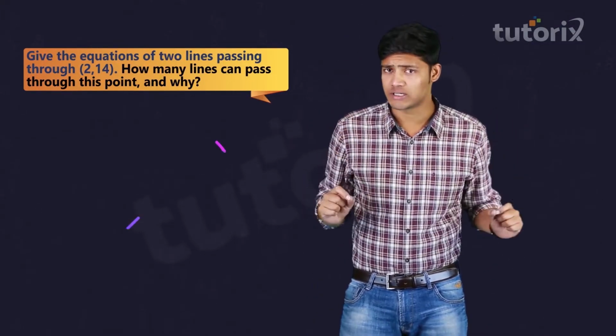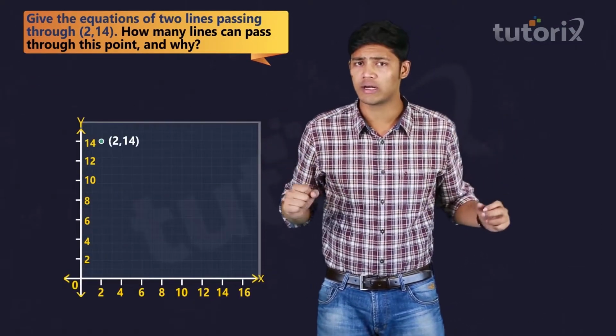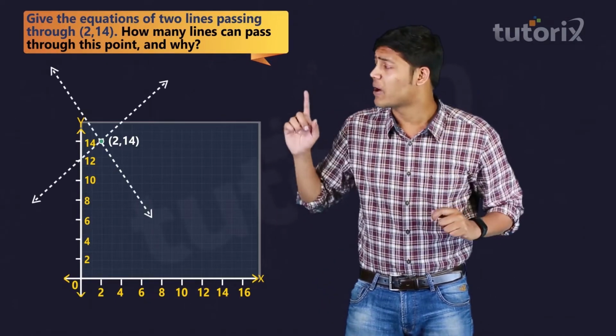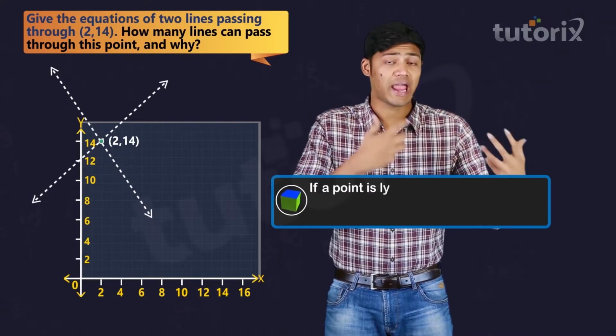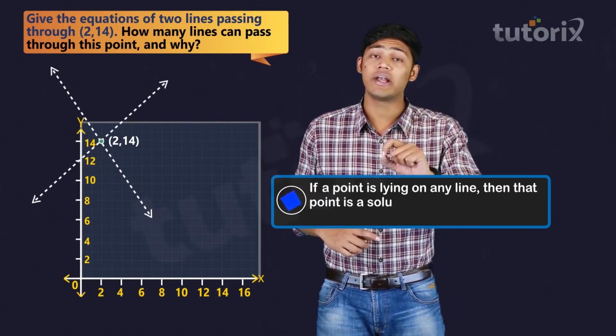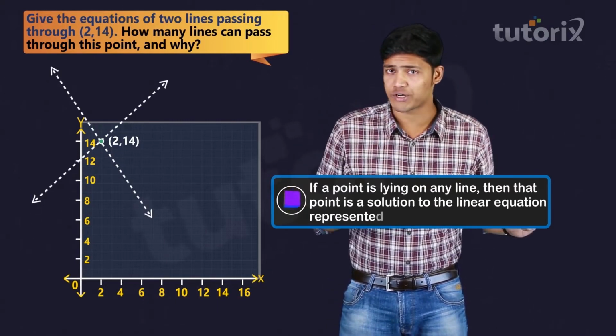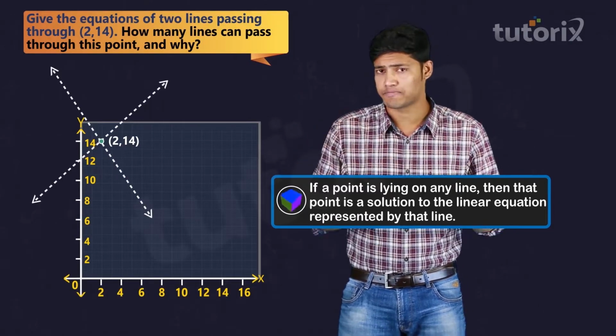Here, it is mentioned that 2, 14 is a point, and there are 2 distinct lines passing through that point. Now, we know that if a point is lying on any line, then that point is a solution to the linear equation represented by that line.